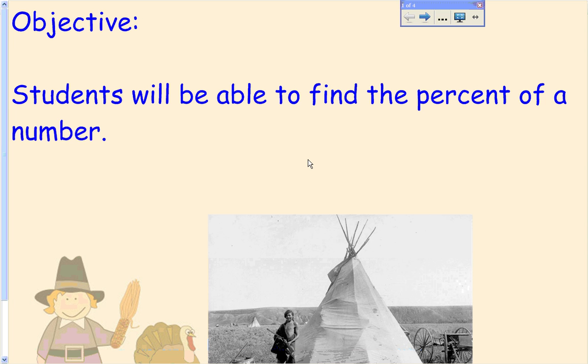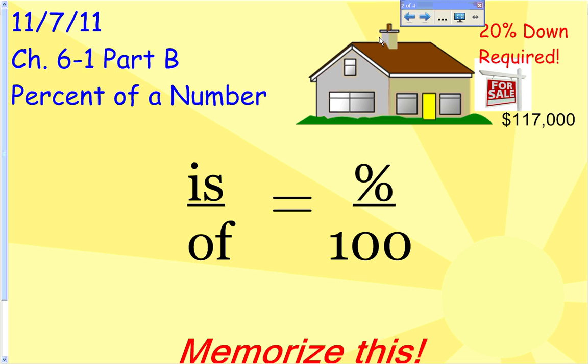All right, the objective of this lesson is that you'll be able to find the percent of a number. This is in chapter 6 of our textbook. The type of problems we're going to be doing here, a real world example of this would be if you wanted to buy a house and the house was $117,000. In case you don't know it, you have to have 20% of that value to be able to give the bank before they will loan you the rest of the money. So the type of problems we're going to be doing are finding what is 20% of $117,000.